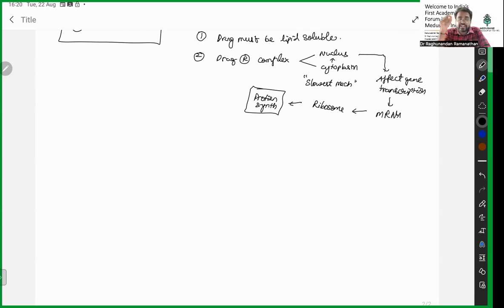What is affinity? Affinity is the capacity of the drug to bind with the receptor. The capacity of the drug to bind with the receptor, we call it affinity.